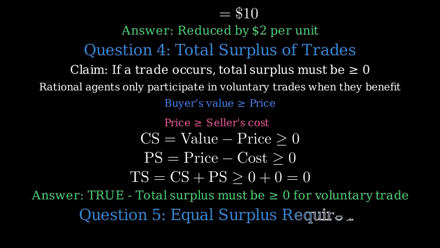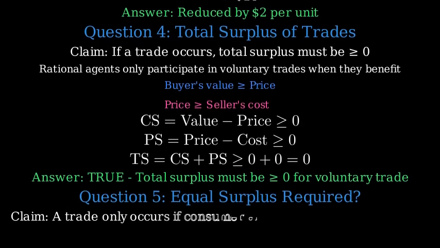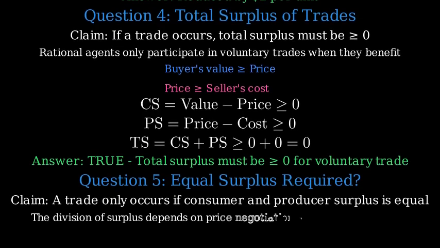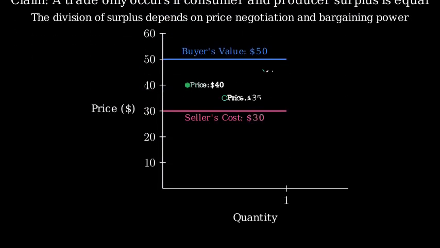Finally, let's examine question 5. The claim states a trade only occurs if consumer and producer surplus is equal for a given trade. This is actually not true. The division of total surplus between consumers and producers depends on the price, which is determined by bargaining power, market conditions, and other factors. Let me show you examples where trades occur with different surplus splits.